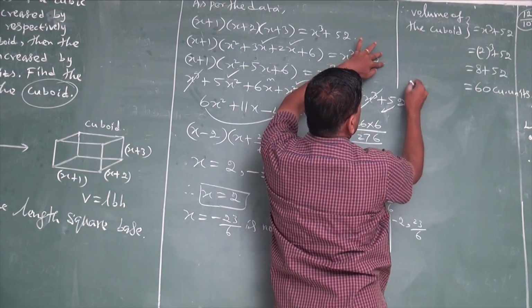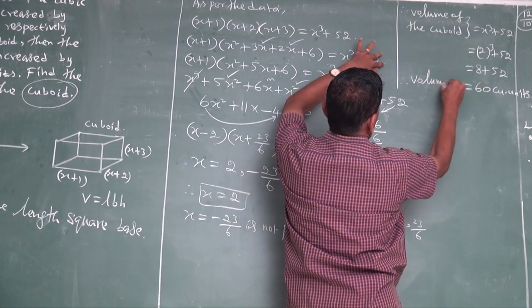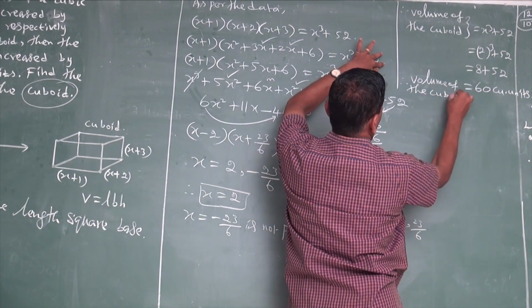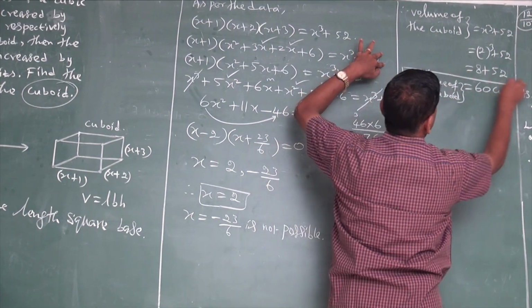So, the left-hand side as it is. Therefore, the volume of the cuboid is equal to 60 cubic units.